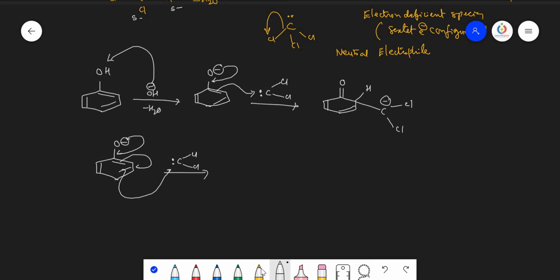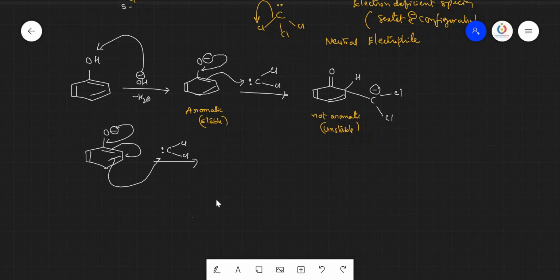Now, if you see one important information, that is, this is an aromatic compound. This is not an aromatic compound. Aromatic compounds are stable. This is unstable. So a stable compound has been shifted to the unstable compound. So what it will do immediately, it will be ready to get its aromatic character back, because to get the stability.